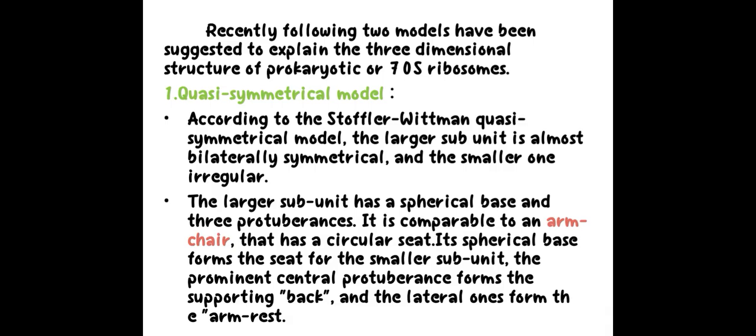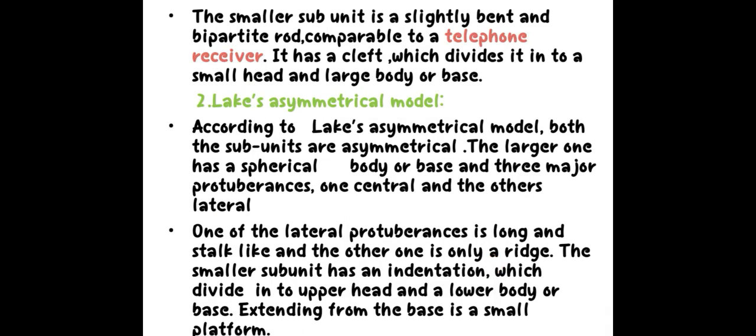It is comparable to an armchair that has a circular seat. Its spherical base forms a seat for the smaller subunit. The prominent central protuberance forms the supportive back, and the lateral ones form the armrests. The smaller subunit is a slightly bent and bipartite rod comparable to a telephone receiver. It has a cleft which divides it into a small head and a large body or base.